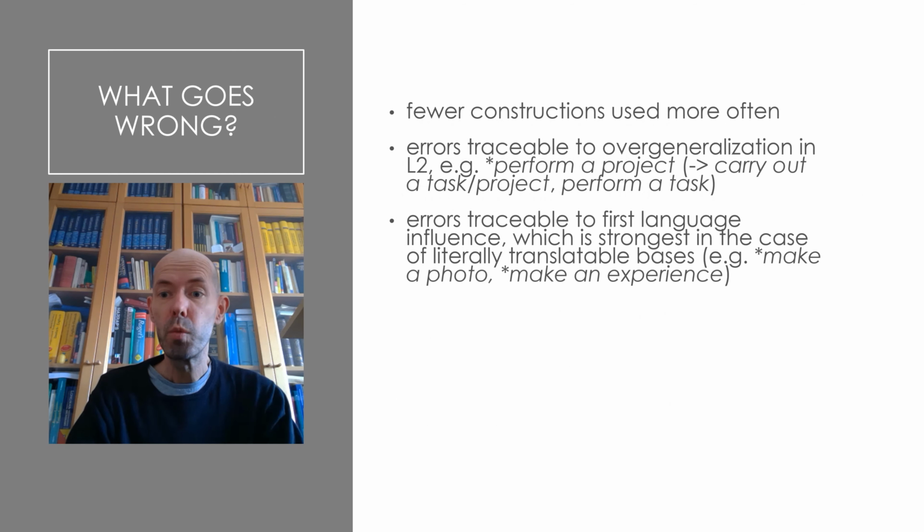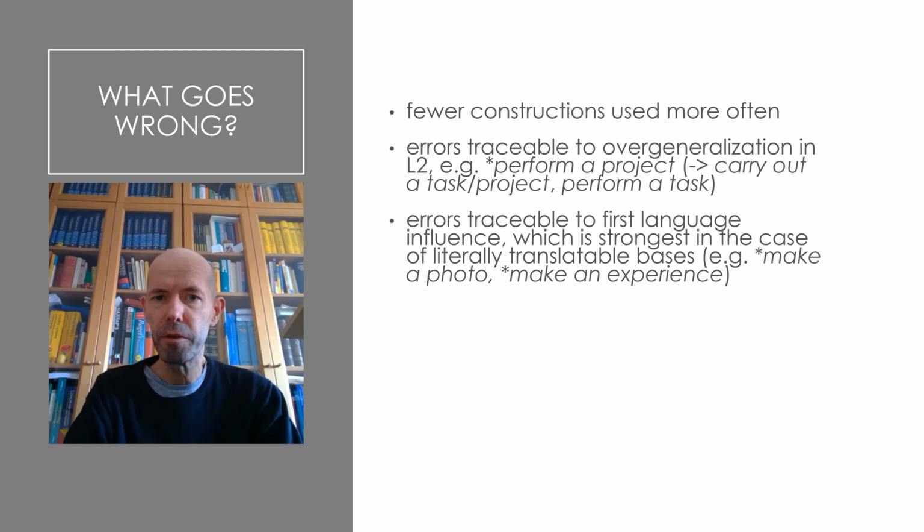Now let's turn to what goes wrong in the English of non-native writers or non-native speakers. Well, one basic thing that goes wrong is that fewer constructions are used more often. Of course, this is not as serious as actually committing an error, but it does often lead to rather monotonous texts.